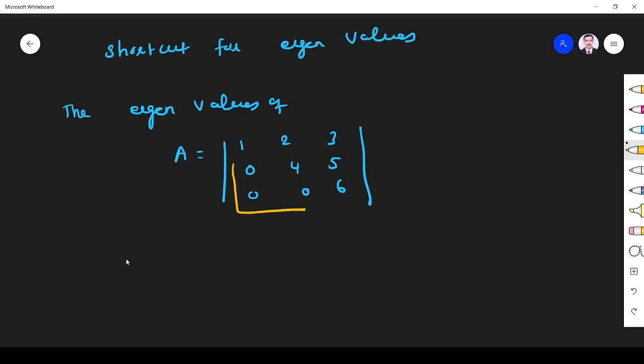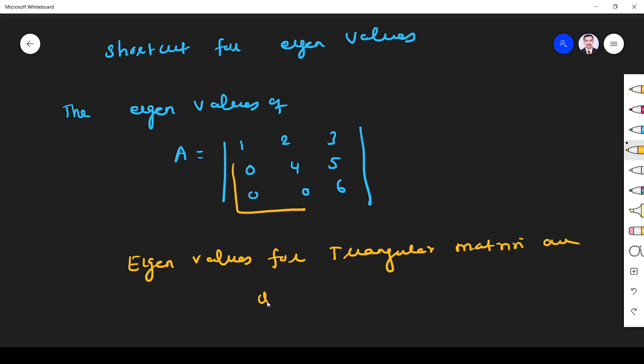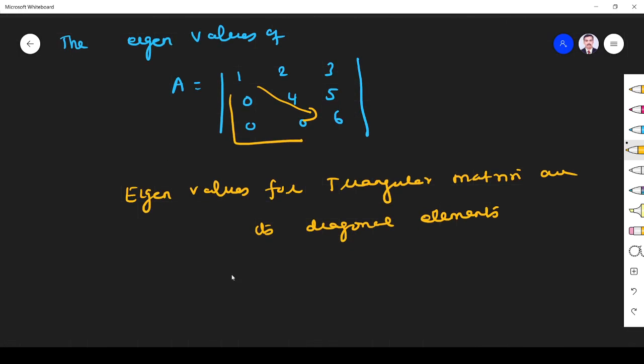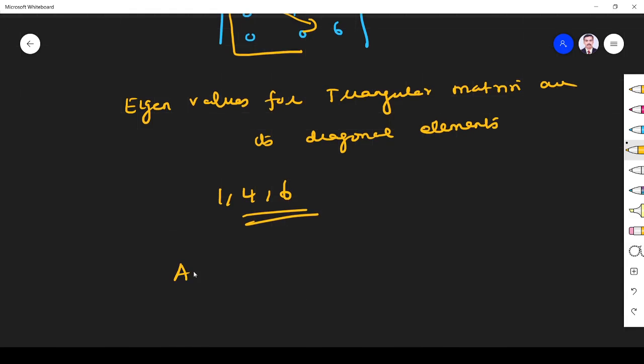So what is the shortcut we can use? Eigenvalues for a triangular matrix are its diagonal elements. So it's a triangular matrix. What are the diagonal elements? 1, 4, 6. So the eigenvalues for this matrix are 1, 4, 6. Simple, right? Similarly, for a lower triangular matrix also the same answer will come.